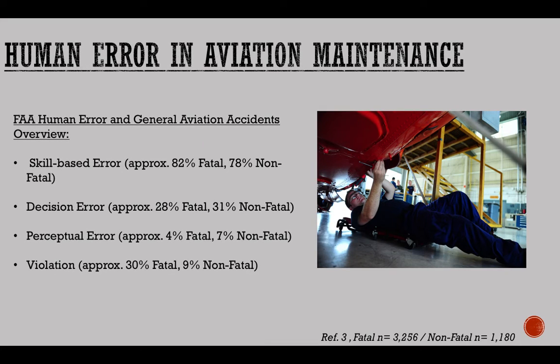Though dated, the FAA accounts for human error in the following categories: fatal and non-fatal. The sample sizes for these two groups were 3,256 and 1,180 respectively. Skill base is ranked highest in error, followed by perceptual error and then violations.